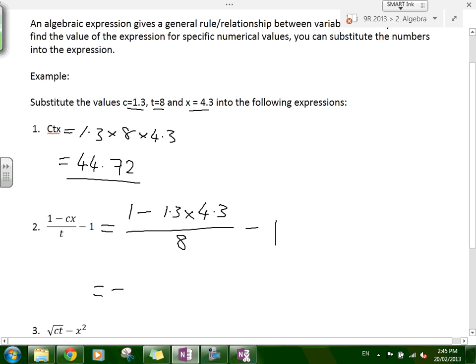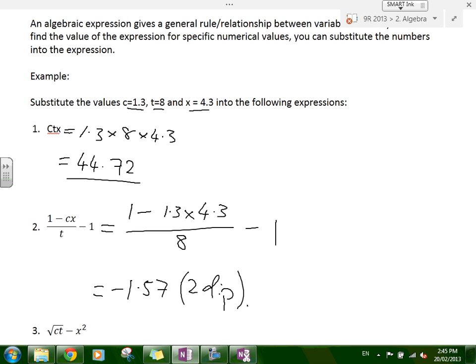Yeah, so negative 1.57, to 2 decimal places. Okay, so again, all we're doing is substituting the values in. Any questions? You all familiar with this? Go through the exercise quickly, and I'm hoping that I'm going to do something else this period.